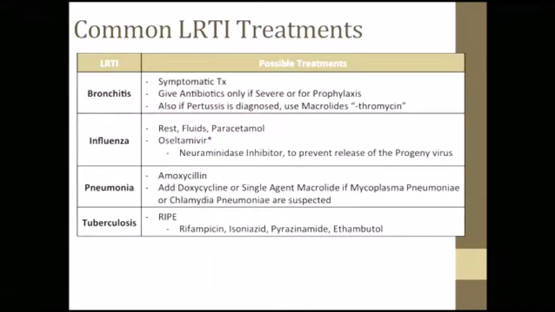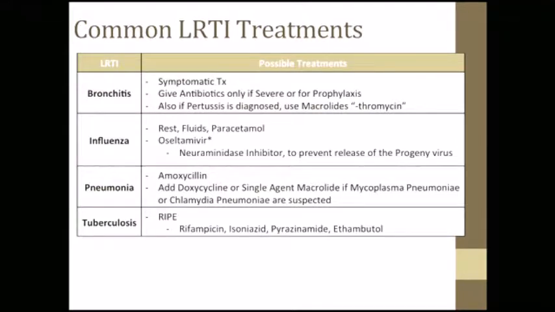So these are the common treatments. Again, symptomatic treatment, unless you see bacteria, then you give them antibiotics. If you see pertussis, you use macrolides, so that's erythromycin. Influenza-wise, you can give them oseltamivir, which is a neuraminidase inhibitor. This is important, neuraminidase inhibitor, oseltamivir. So it prevents the release of your progeny virus.